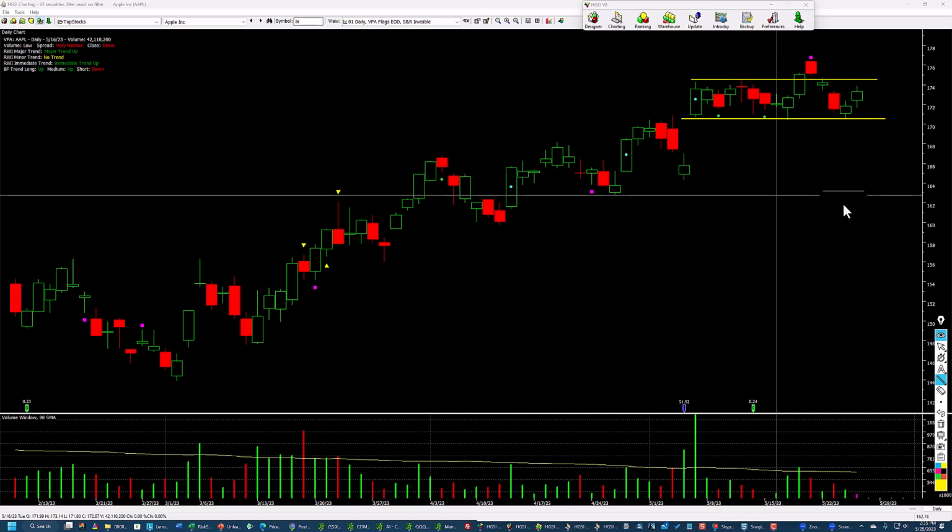Once again, you can play this if you want to play Apple. It may or may not go. I'm not guaranteeing anything. Volume is really light on Apple today if you look down here at the bottom. But that's a good place to do it, and your stop would be just below the yellow line.